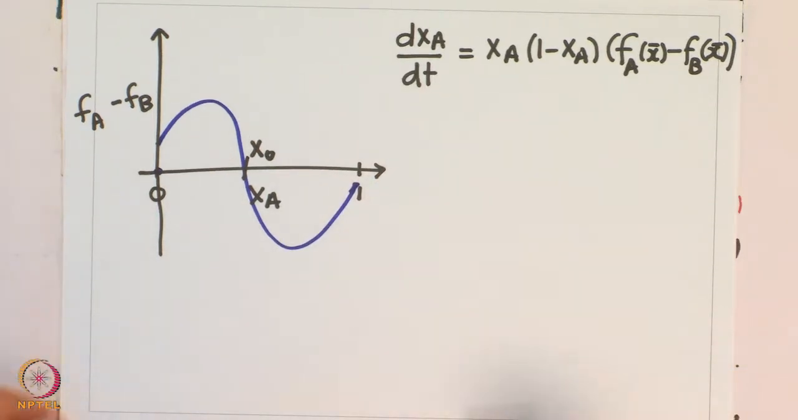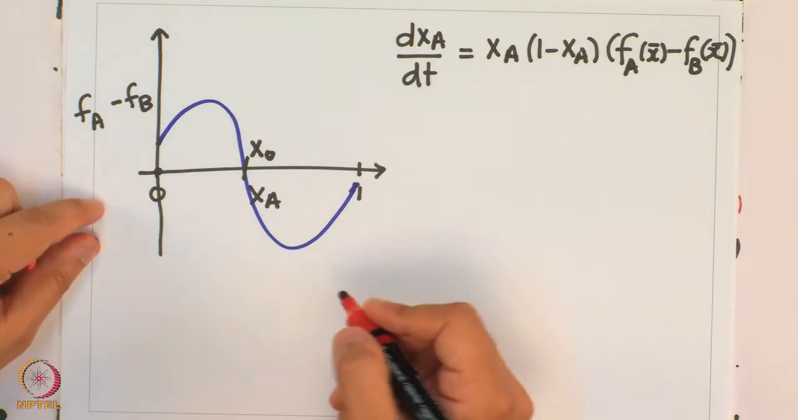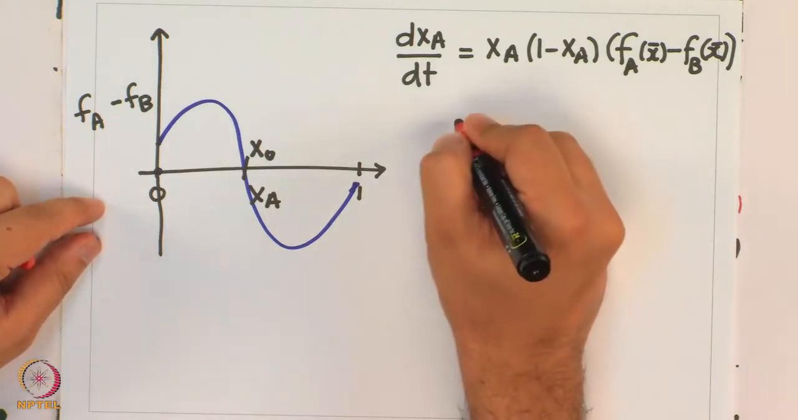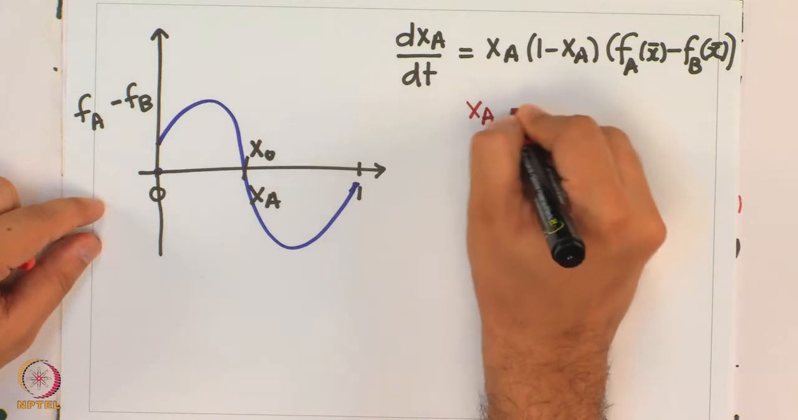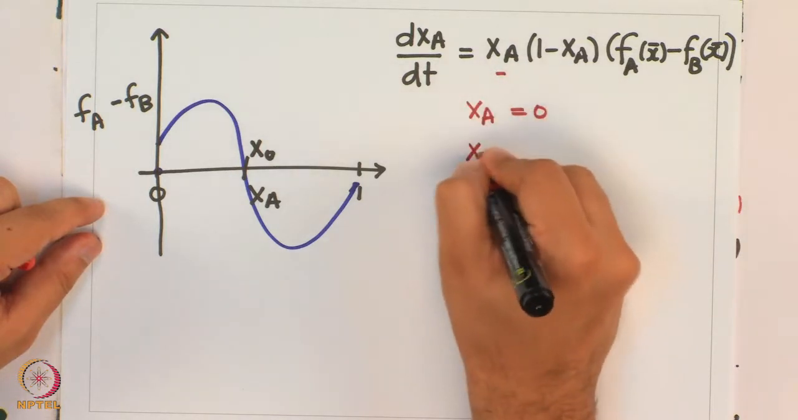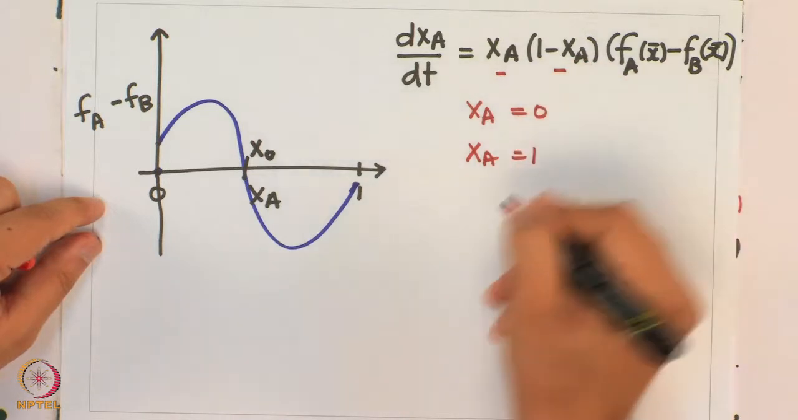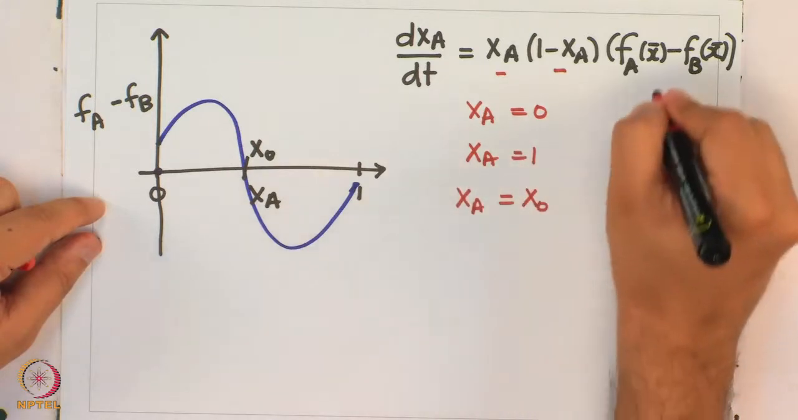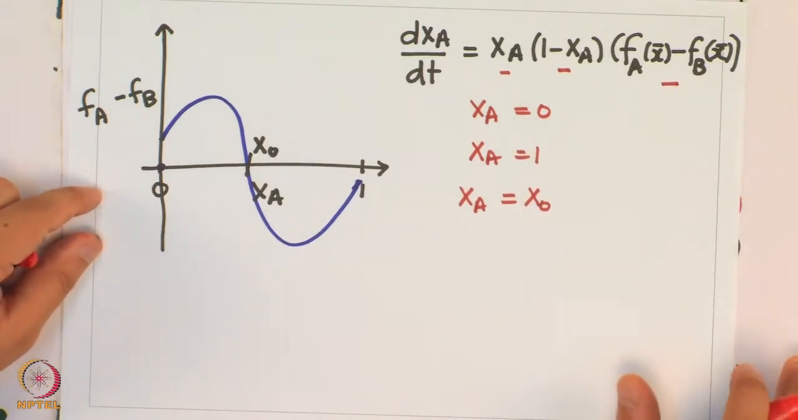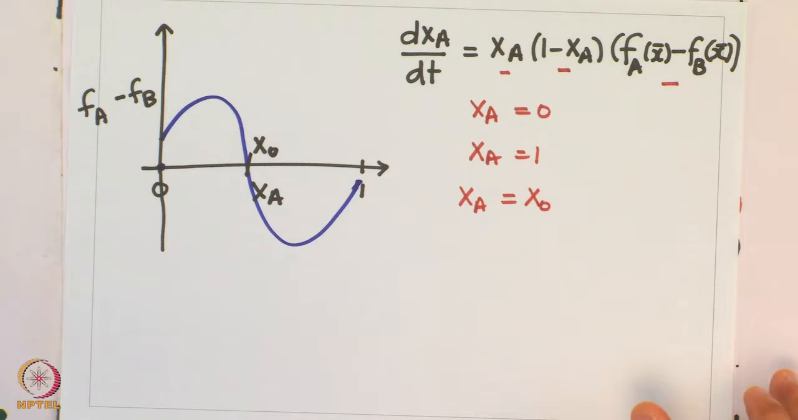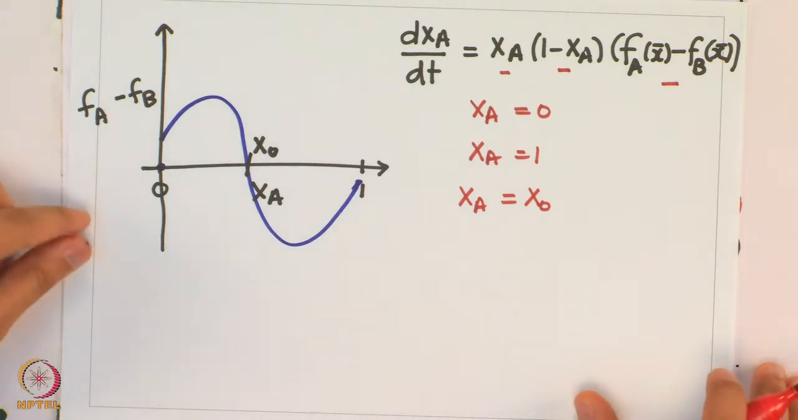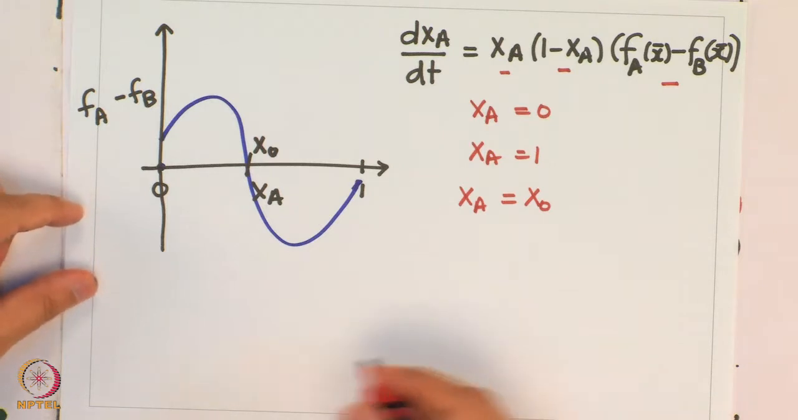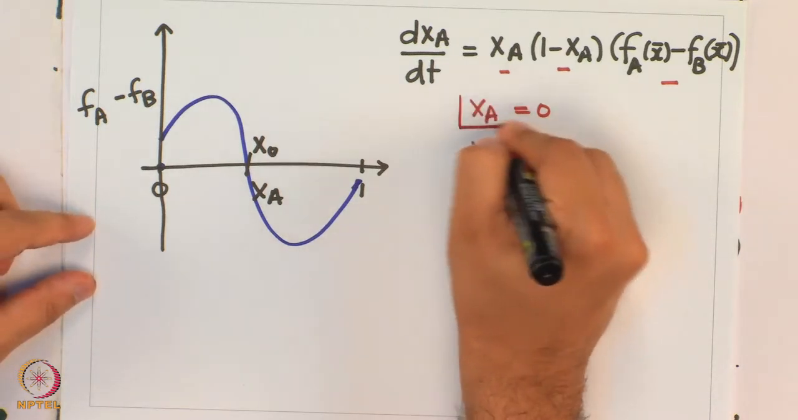So, what happens in a scenario such as this, and that can be easily seen from the analysis that we have been doing so far. First thing to recognize is that there are 3 steady states: xa equals 0 because this term is 0, xa equals 1 because this term is 0, and xa equals x naught because at that value of x naught this term is equal to 0. And we want to comment on the stability associated with each of these three. So, again we follow the standard procedure.